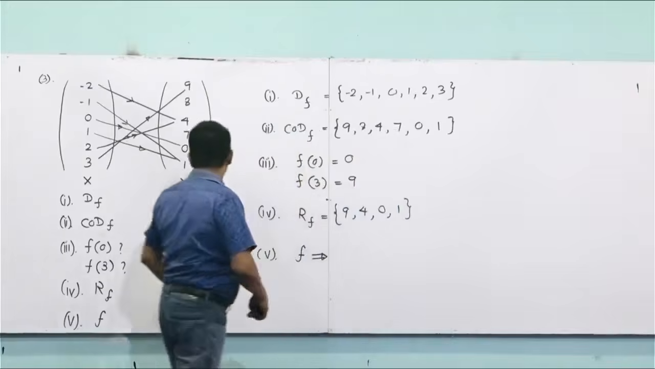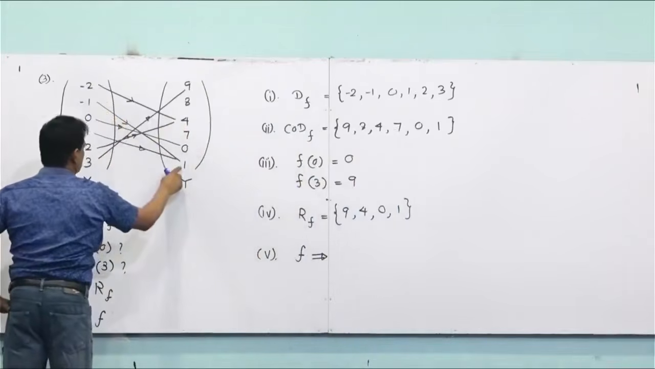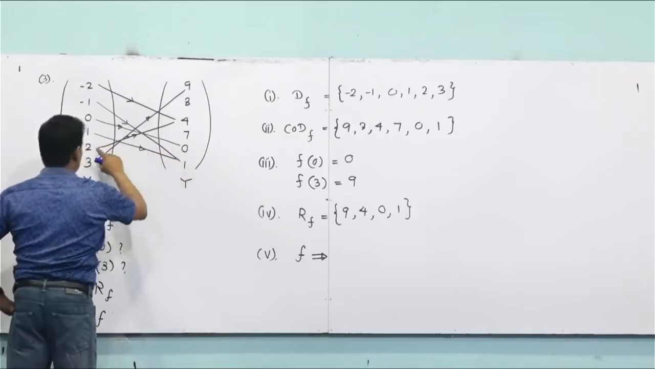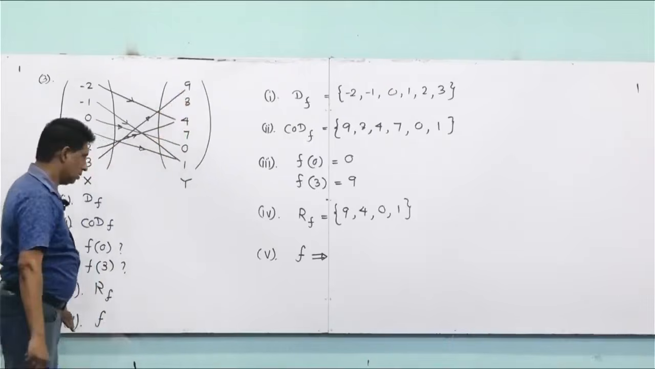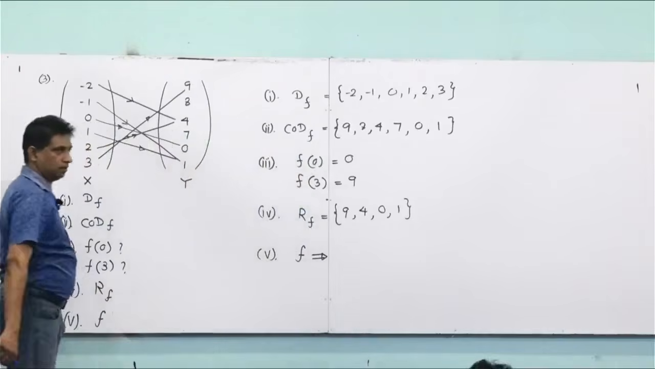Right. This number's square is +4. This one's square is +1. This number's square is 0. This one's square is +1. This one's square is +4. This one's square is 9. Right. So you have to write down square.